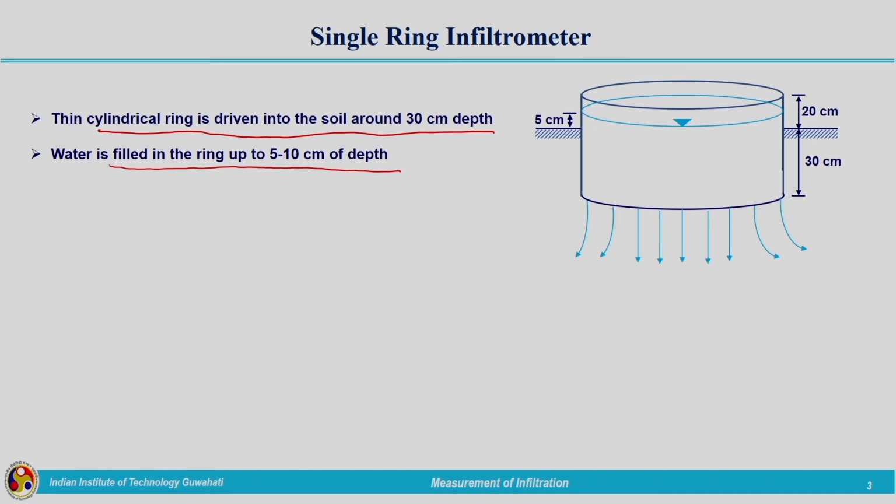So, after a certain time, the water will be infiltrating. Once the water is filled inside the ring infiltrometer, water starts infiltrating into the ground. So, if we take how much water infiltrated into the soil within how much time, that will give us the infiltration rate.